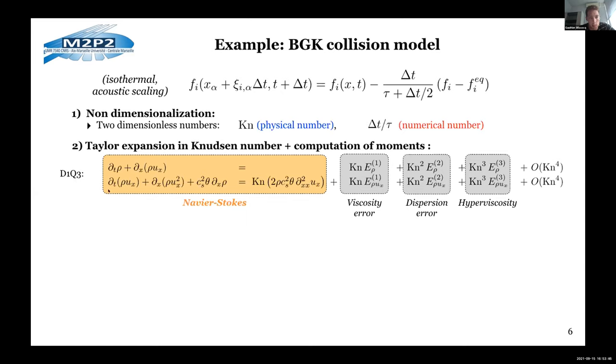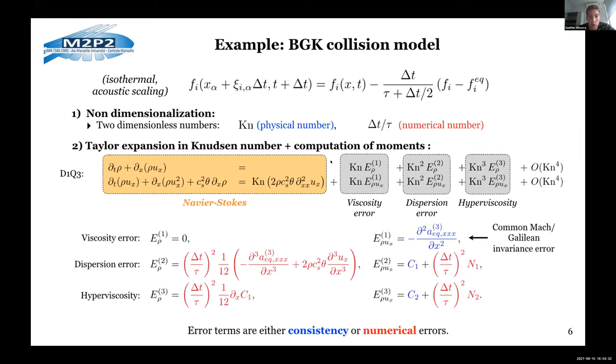Here I represent the mass and momentum equations we recover. And we can see that we recover the Navier-Stokes equation, where we have the viscous flux here, which is at first order in Knudsen number. So it's in agreement with the Chapman-Enskog expansion. And then we recover some kinds of errors, some deviations at several orders in Knudsen number. We can show that the first order deviations are actually viscosity errors. The second order errors are dispersion errors. And the third order one is a hyperviscosity error, which is actually a viscosity of higher order.